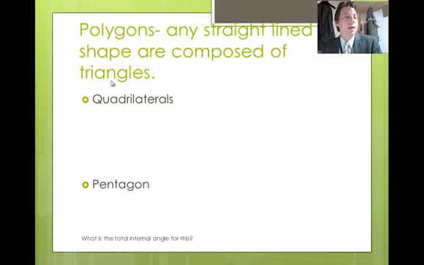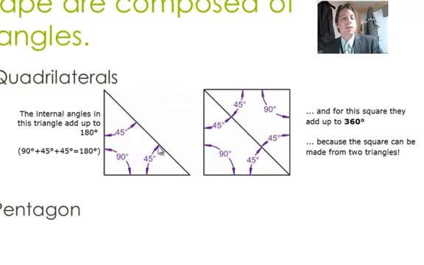We can say the same with quadrilaterals, pentagons, all types of polygons, which are any straight line shape. And they are composed of triangles. So here's another triangle, 45, 45, 90. And here's a square, or a quadrilateral, or a four-sided shape. They add up to 360, a square. 360 degrees inside a square, always. Any four-sided shape, because there's two triangles in there.